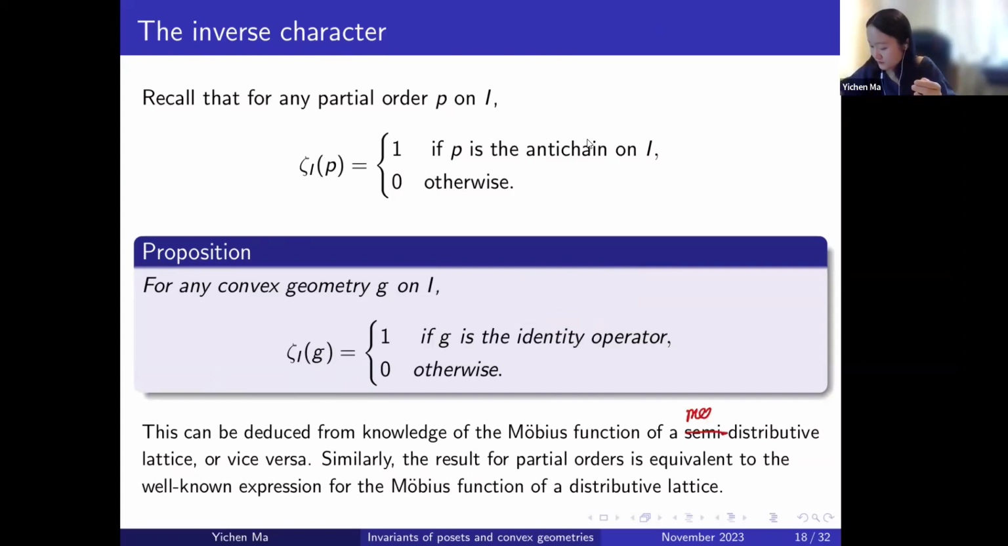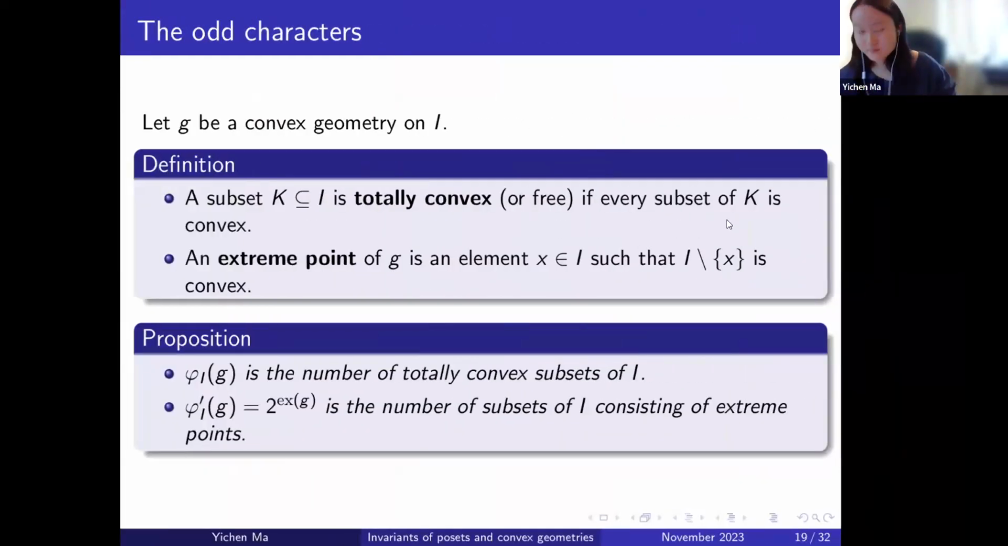Okay, I made a typo here. And the result for partial orders can also be obtained from the expression of the Möbius function of a distributive lattice. Indeed, we have the fact that the Möbius function on an interval is 1 if the interval is a Boolean algebra and 0 otherwise. That's the main idea.